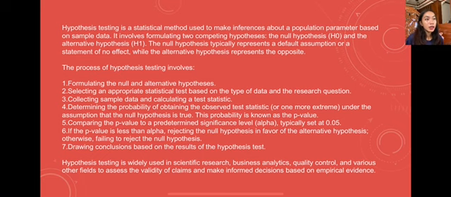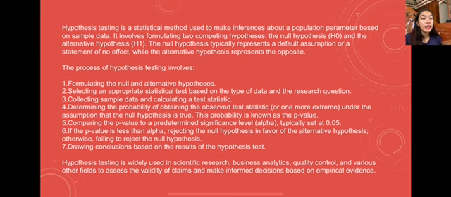The null hypothesis typically represents a default assumption or a statement of no effect, while the alternative hypothesis represents the opposite. The process of hypothesis testing involves: number 1, formulating the null and alternative hypotheses. Number 2, selecting an appropriate statistical test based on the type of data and research question. Number 3, collecting sample data and calculating a test statistic.